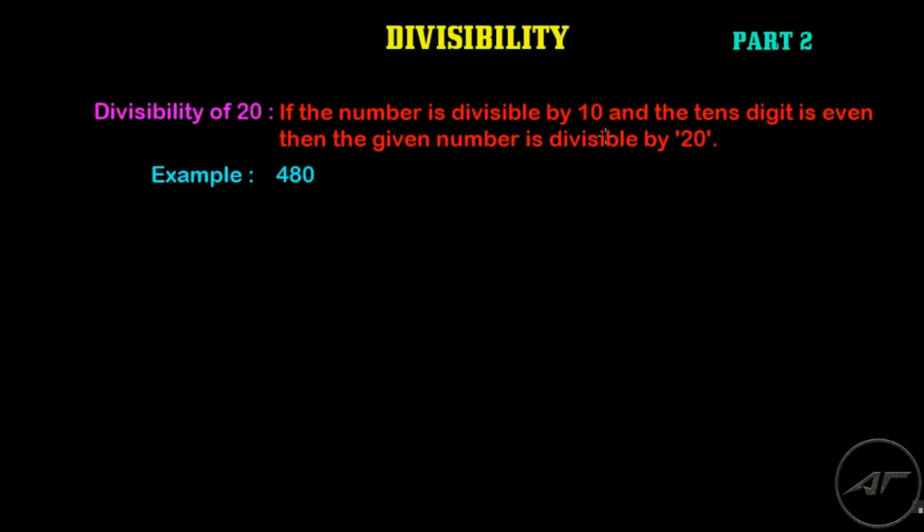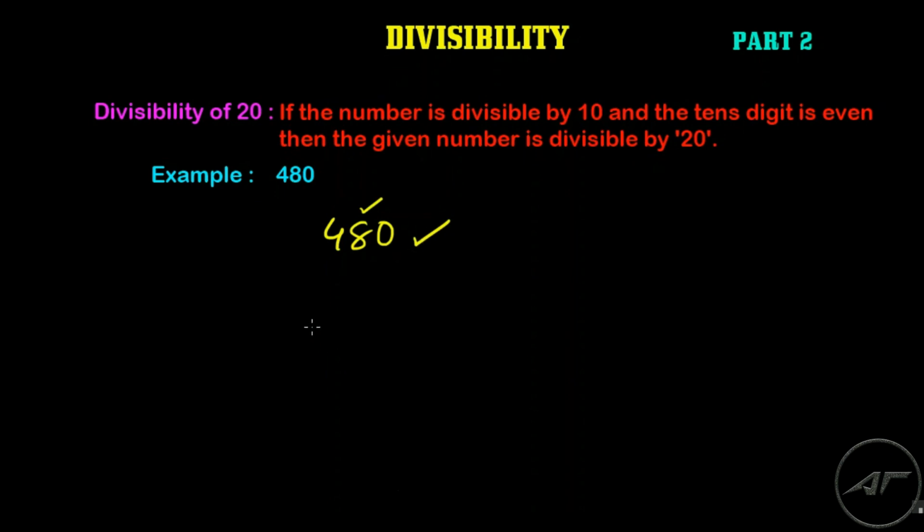If the number is divisible by 10 and the 10th digit is even, then the number given is divisible by 20. Simply, here the number given is 480. So it is divisible by 10, as we all know, and the 10th digit is even. Therefore this number is divisible by 20.